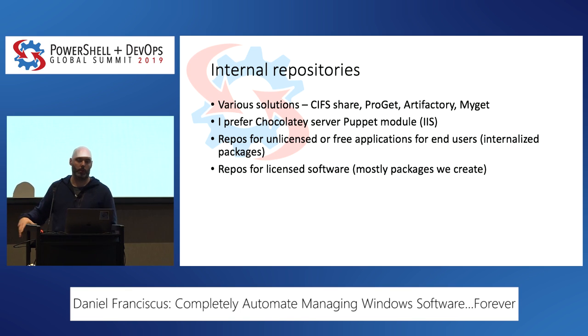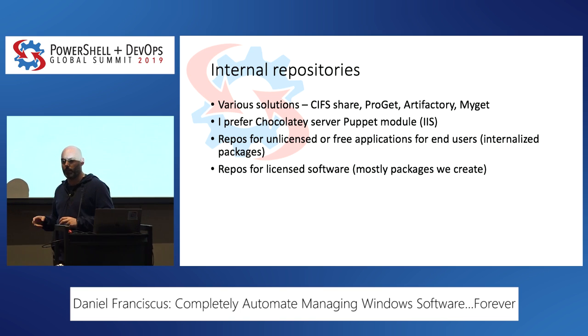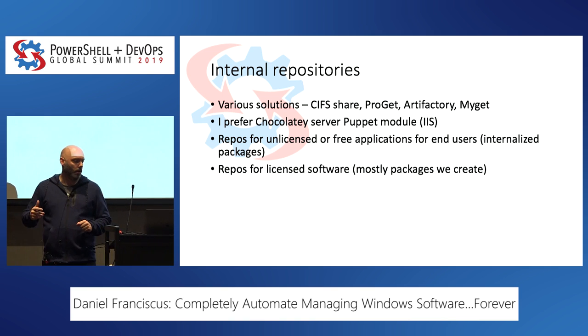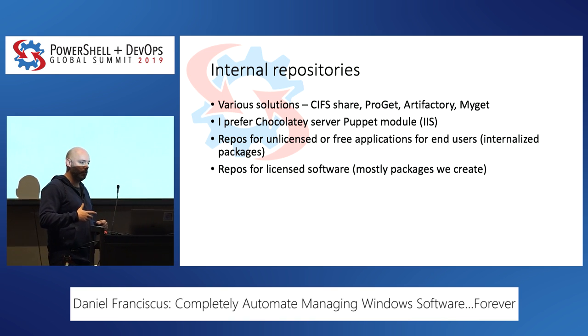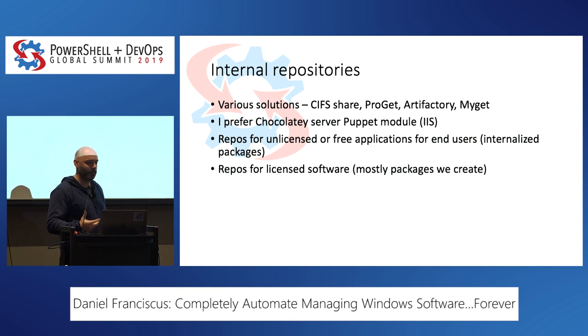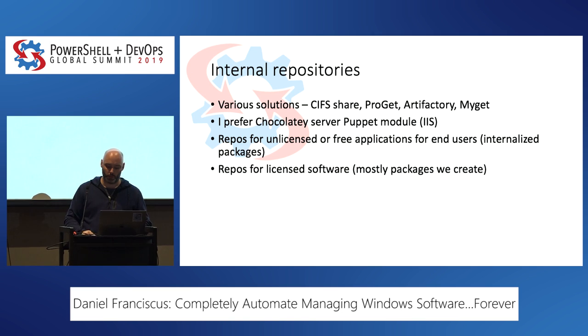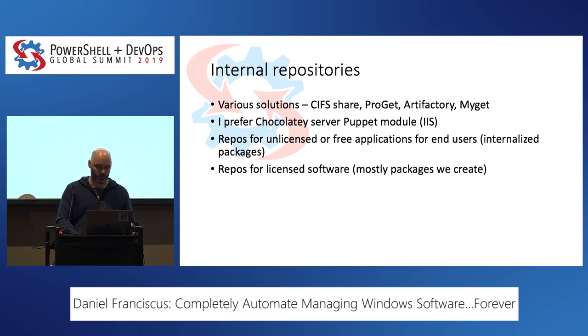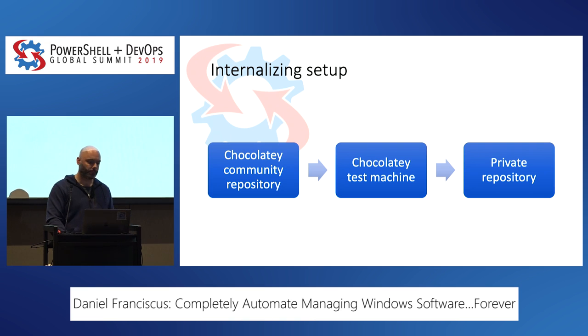What we tend to do is we try to separate those between internalized packages and more licensed stuff like Office or Adobe Suite. Things we don't want our machines to have access to at all times. We only want to give it access to when they need it. So we separate those into two different web servers that our clients will use to install packages from. So again, this is sort of the overall setup. Community repo, we have a Chocolatey test machine, and then it's going to push to a private repo.